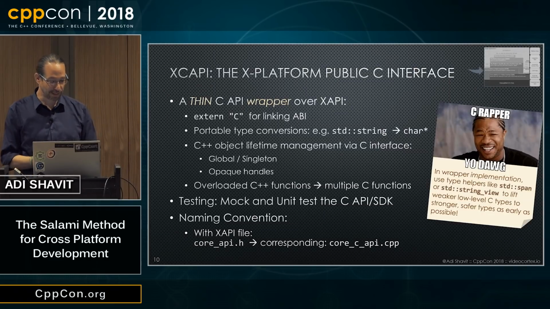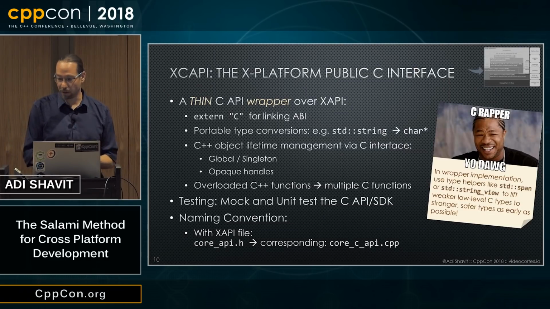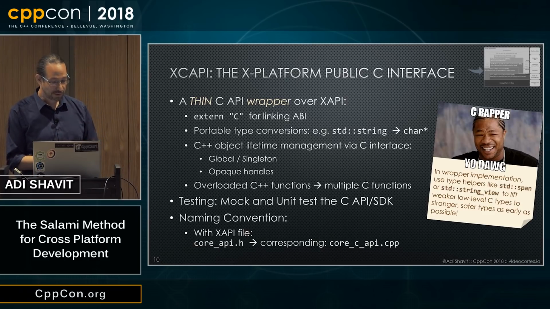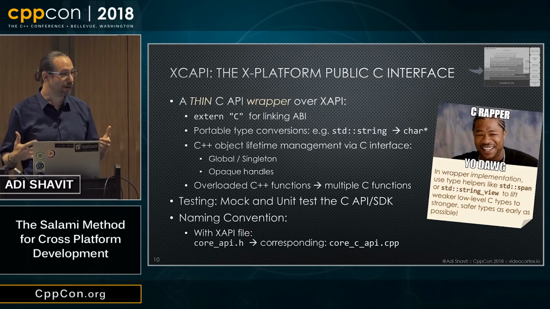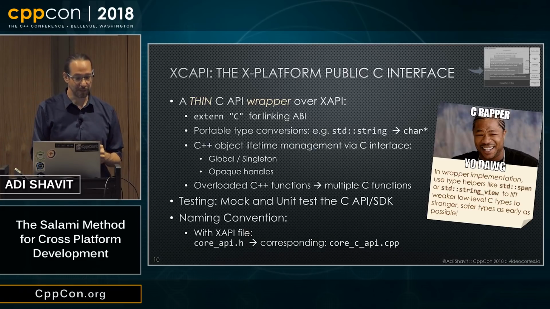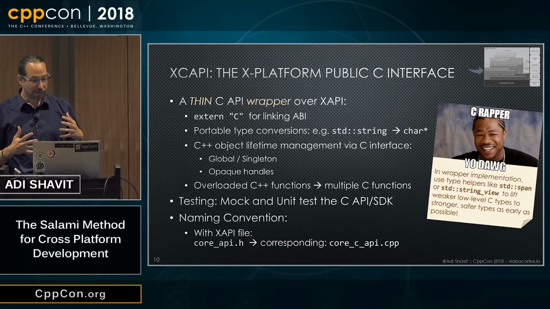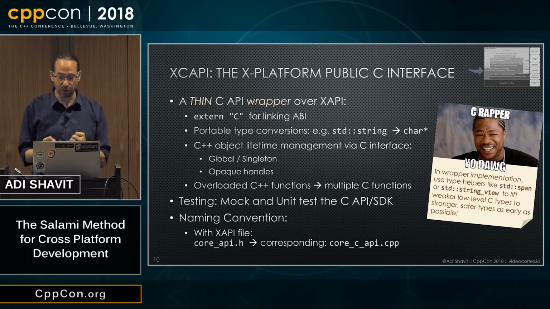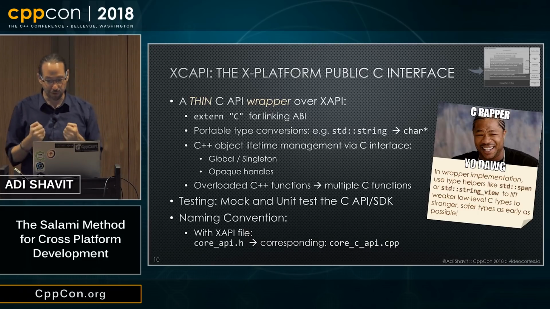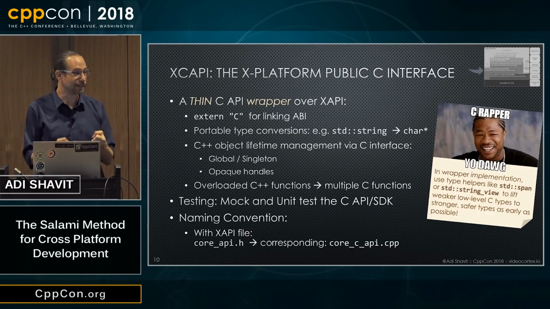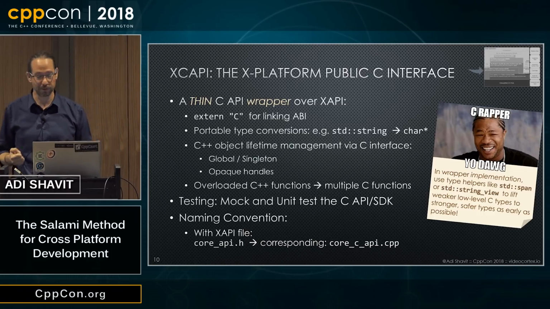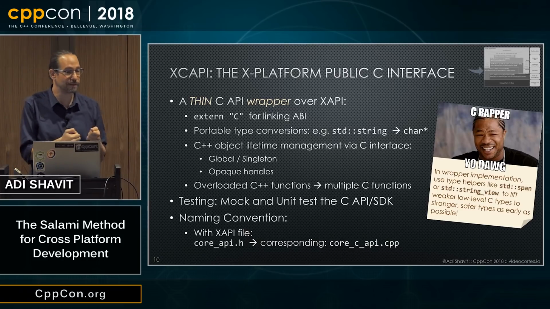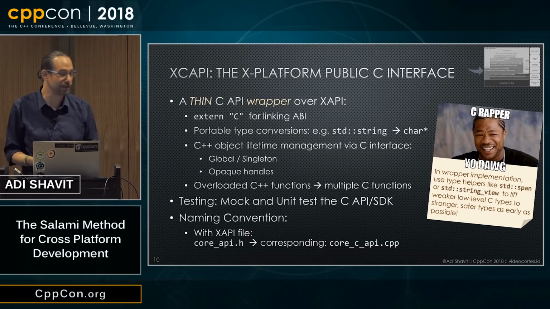So the next layer is the one I call the cross-platform public C interface. And this is a very, very thin C API wrapper above our public C++ API. Now, you know, the true lingua franca of computing is C. So there, as I said before, there is no silicon hardware out there that doesn't have a C compiler. So even if it doesn't have a C++ one, it will have a C compiler.